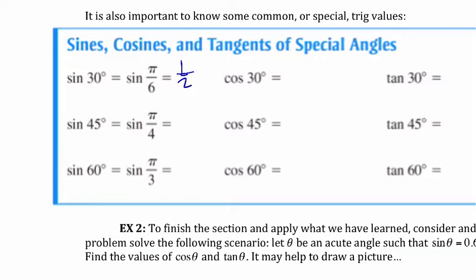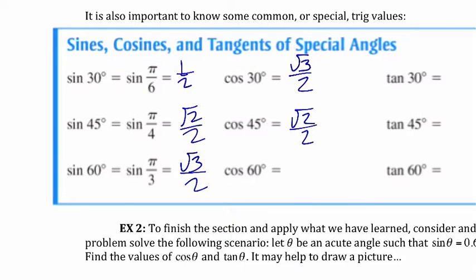The sine of 45 degrees is the square root of 2 over 2. And the sine of 60 degrees, I was thinking a little bit ahead, is the square root of 3 over 2. The cosine of 30 degrees is the square root of 3 over 2, coincidentally. Well, not coincidence at all. It's the same value as the sine of 60 degrees. The cosine of 45 degrees is also square root of 2 over 2, the same as the sine of 45 degrees. The cosine of 60 degrees is the same as the sine of 30 degrees, 1/2.